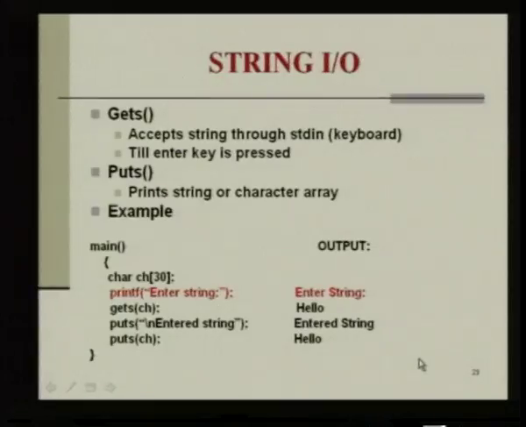Whereas in the previous cases we had only a single character, because it is a string, we have to have more than one character, we need to have letters. And here you are having "enter string" as the output. You have gets of ch, and you are getting the string hello. Then you have puts of "entered string", which prints it on the output screen, and you have puts of ch, which is the same hello string which you entered. So, this is how the string IO works in C.